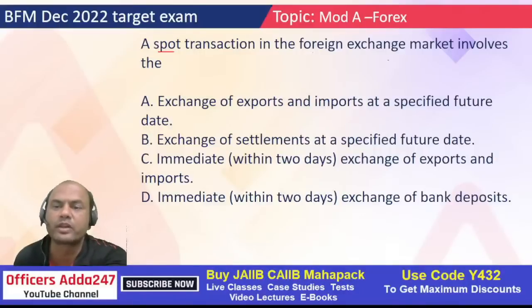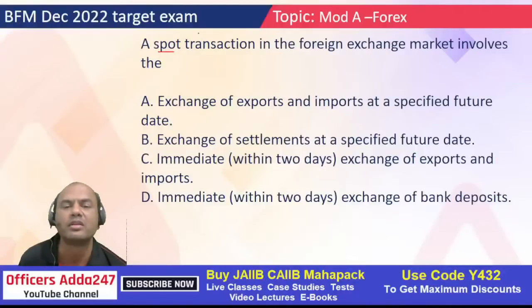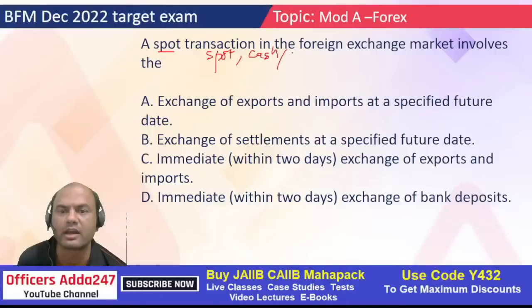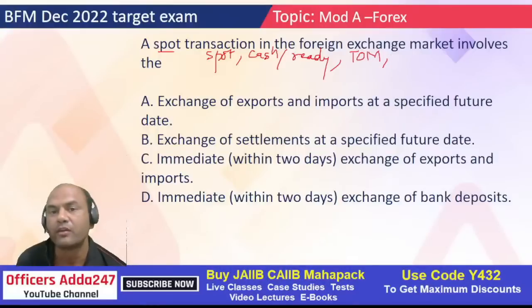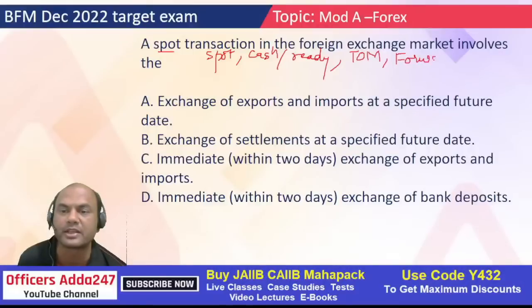A spot transaction in foreign exchange market involves the... now what is spot? This is the basic, isn't it? We have 4 terms. What are these? Spot. What is the second term? Second is cash or ready, right? Cash or ready, one and the same. Next, what do we have? Tom, correct. And after Tom, what is the fourth? That is the simple one where we solve the problems. Yesterday I solved problems on this. Forward. These are the 4 main terms used in foreign exchange market.